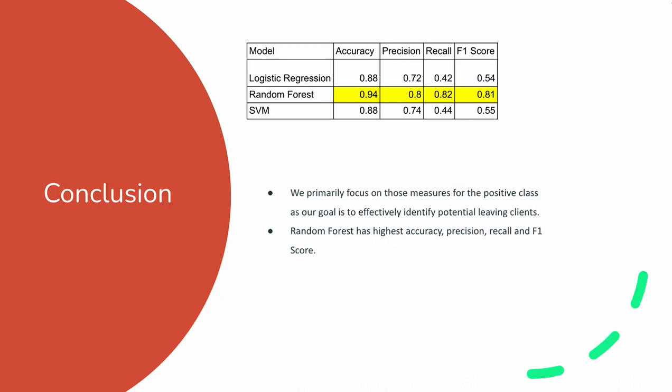Based on the modeling results, we can say that random forest has the highest accuracy, precision, recall, and F1 score. Because our primary goal is to effectively identify potential leaving clients, we focus more on the measures for the positive class, and among these, random forest has the highest recall score for the positive class among all 3 machine learning models. So we can safely conclude that random forest is the best model so far for this project.